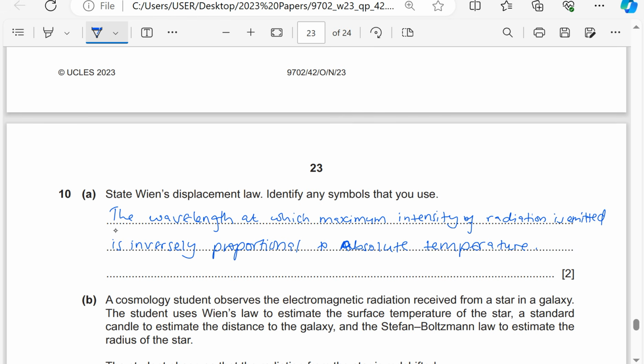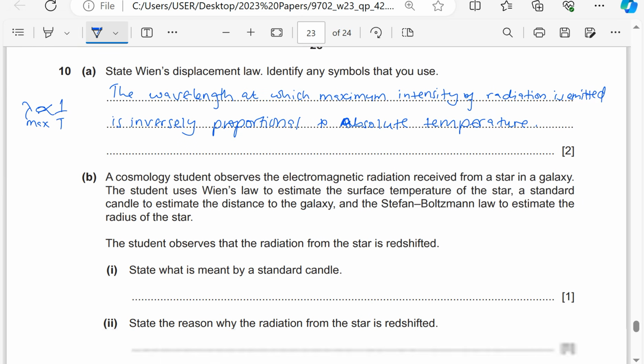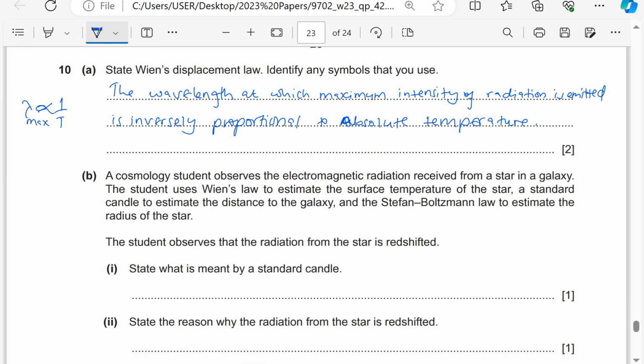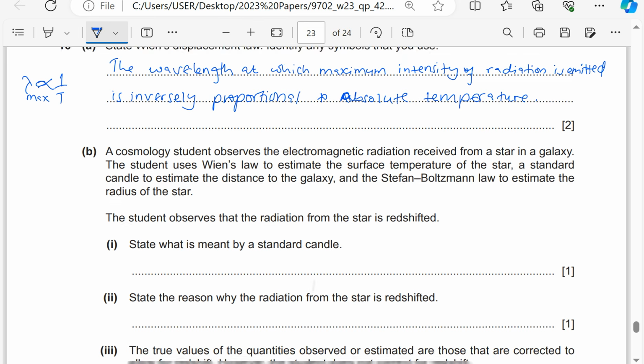In other words, the temperature is in Kelvin units. Lambda is inversely proportional to T. Lambda max is inversely proportional to T. That is Kelvin. That is Wien's displacement law. The temperature is thermodynamic. In other words, it is in Kelvin units.